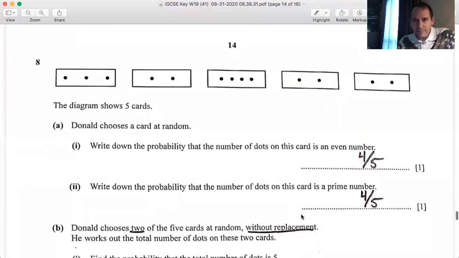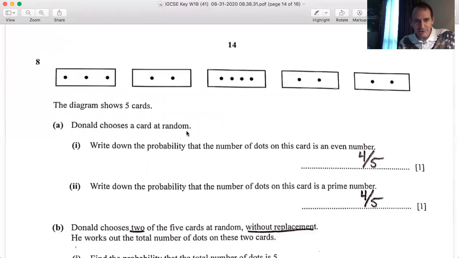Now we have a probability question here. The diagram shows 5 cards. Each card has dots in it. Donald chooses a card at random. Write down the probability that the number of dots on this card is an even number. Well, notice there's 5 cards. This one is odd, has 3 dots. This one has 2 dots, that's even. 4 dots, that's even. 2 dots, that's even. 2 dots, that's even. So 4 out of the 5 cards are even.